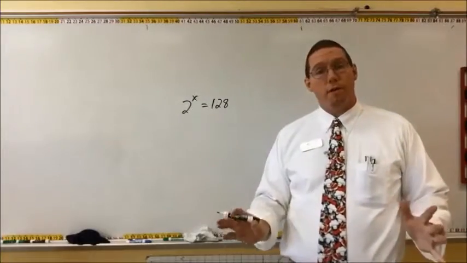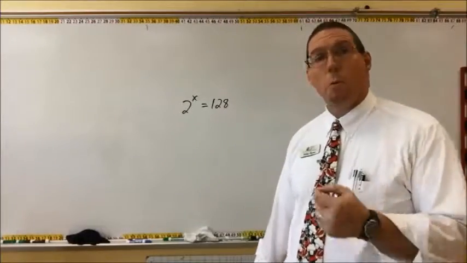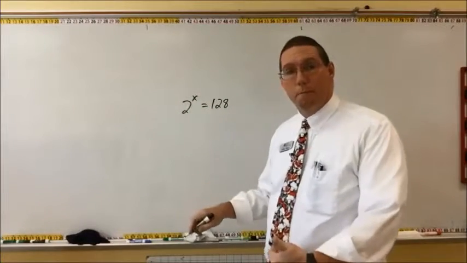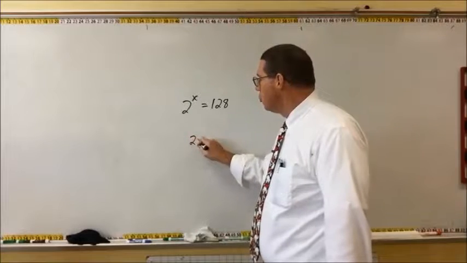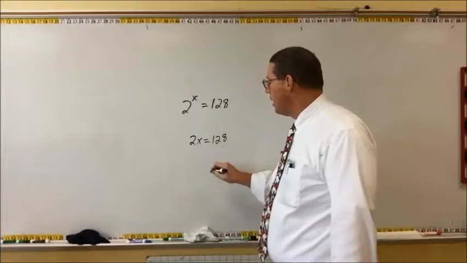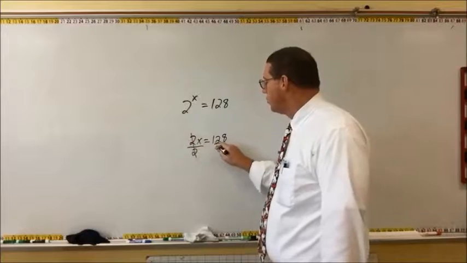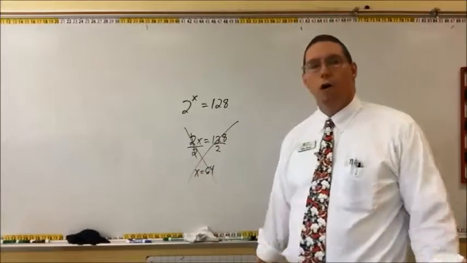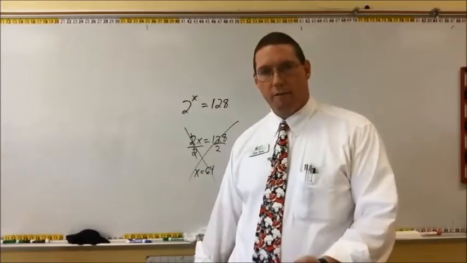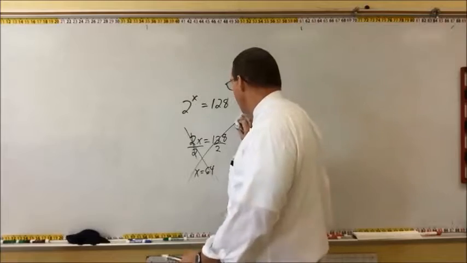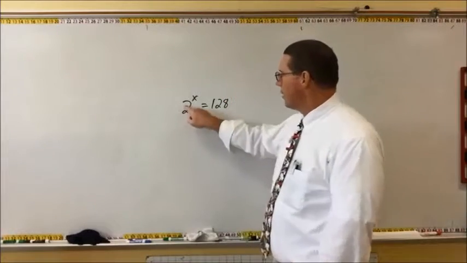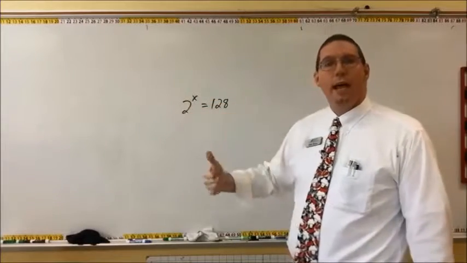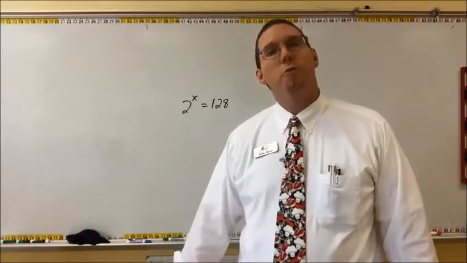Now, what I have noticed is that many students think that this looks like multiplication. It looks like 2x equals 128, and therefore they want to divide by 2 and tell me that x is equal to 64, but this is wrong. Do not do that. That is not correct. We cannot cancel an exponential base. This is an exponent. This is an exponential base. We cannot cancel exponential bases through division.